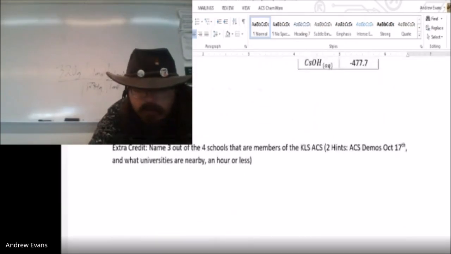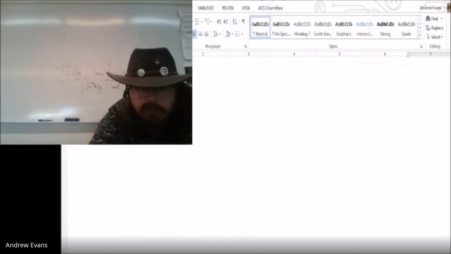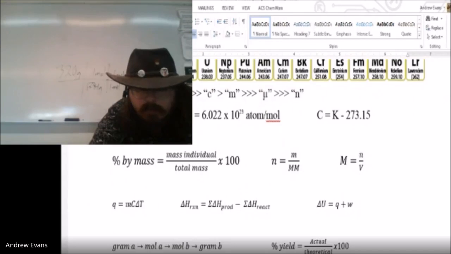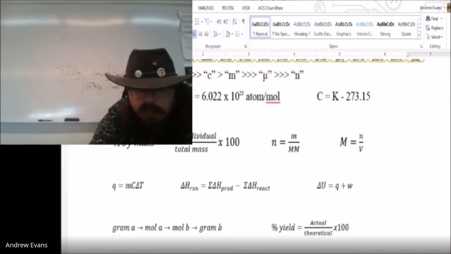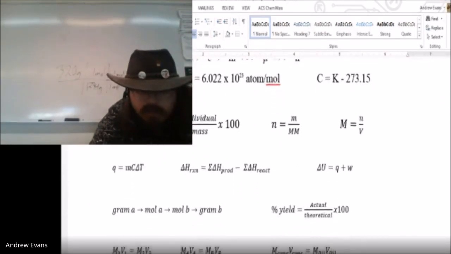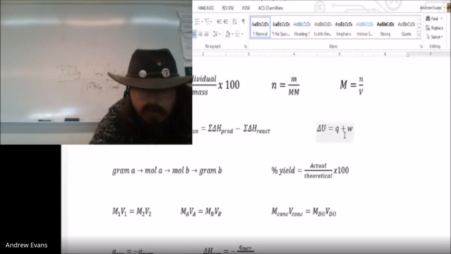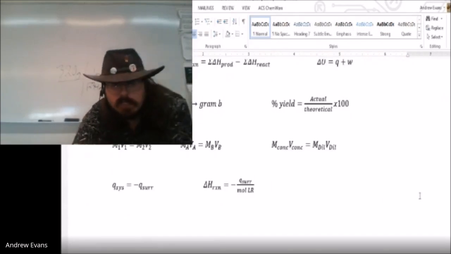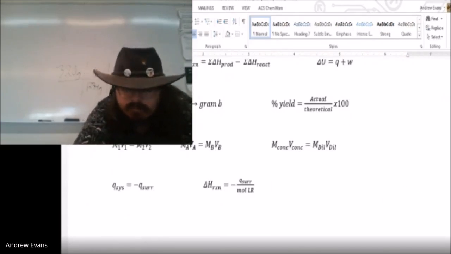And that, my friends, was the end of this test. So they were given the periodic table. They were given conversion of Celsius to Kelvin, percent by mass, how to get moles, how to get molar mass, Q equals mcΔT, delta H reaction, the internal energy, grams to moles to grams, percent yield, M1V1, in all its glory. Q system equals negative Q surroundings, and how to get delta H reaction. Okay. So that is all we have on that test.